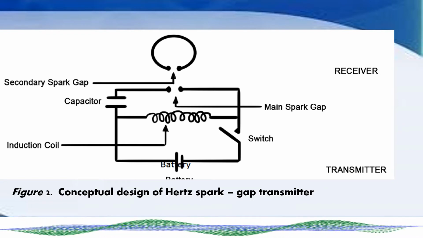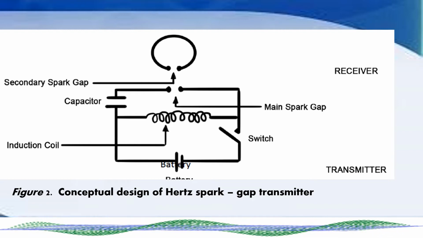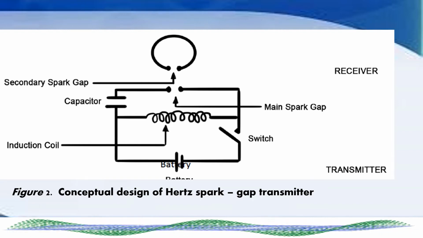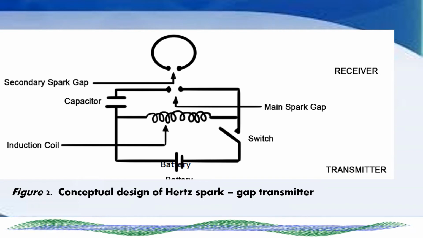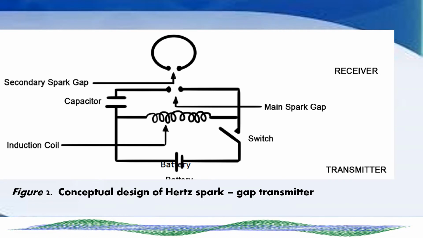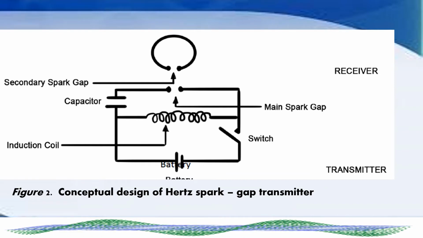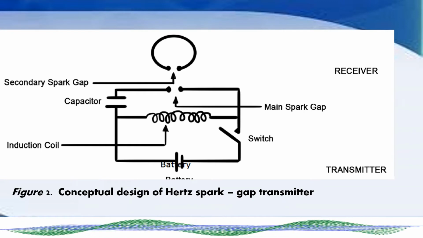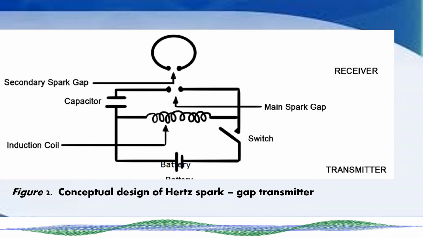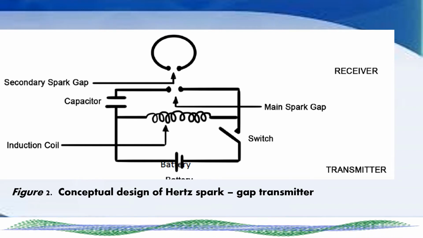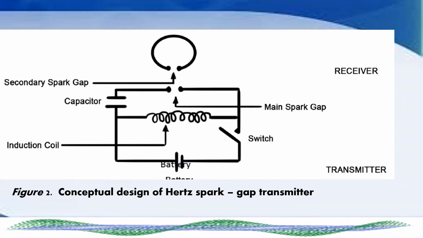The radio waves spread out at the speed of light through the air around the wire. Okay, so this is the explanation of the conceptual design of Hertz's spark gap transmitter.